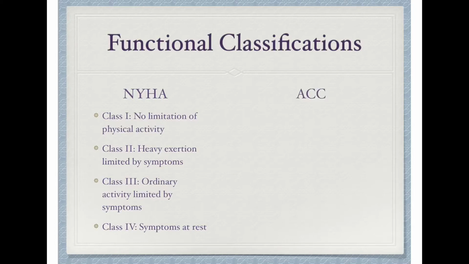The ACC staging system is a prognostic indicator. Unlike the NYHA class, which can improve or get worse as a result of medical therapy, the ACC stage of the patient is progressive and only moves ahead, never backwards.